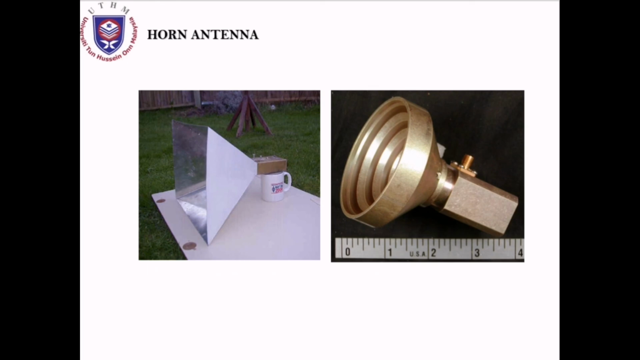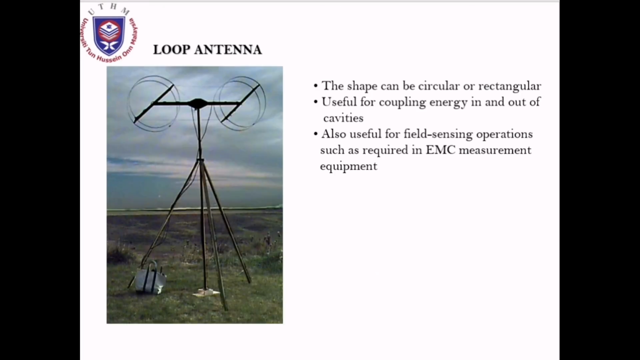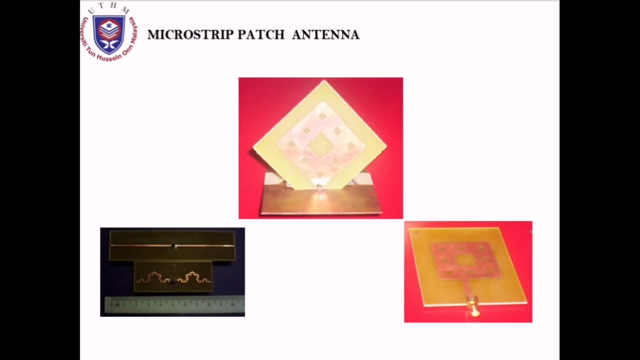So this is the horn antenna. You have to fabricate it using a metal structure. This is a loop antenna. The shape can be circular or rectangular. It's used for field sensing operation, requiring EMC measurement equipment. This is a microstrip patch antenna. Mostly the research in the university uses this kind of antenna to design and do the research. Students do the research. This is an example of a dipole antenna. This is a patch antenna.